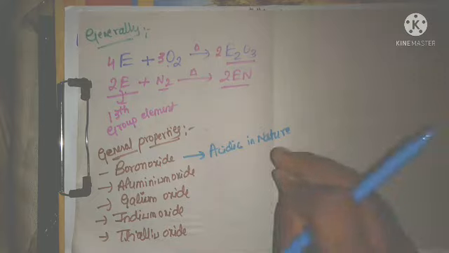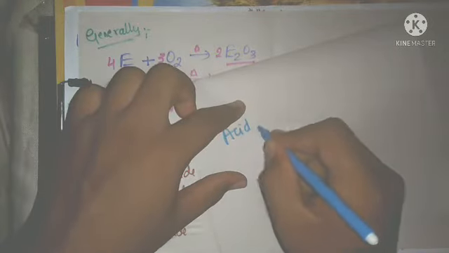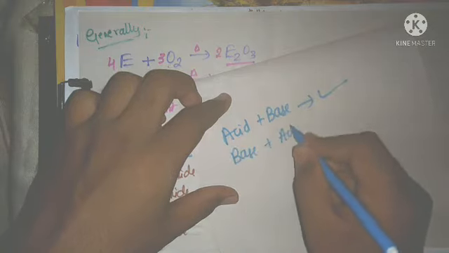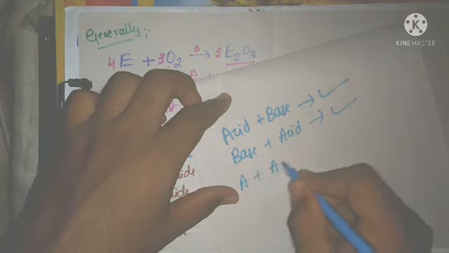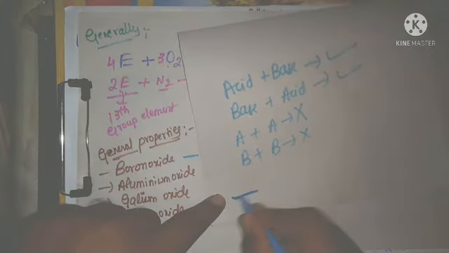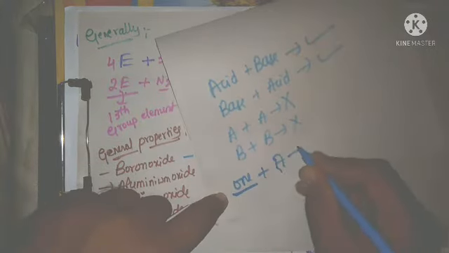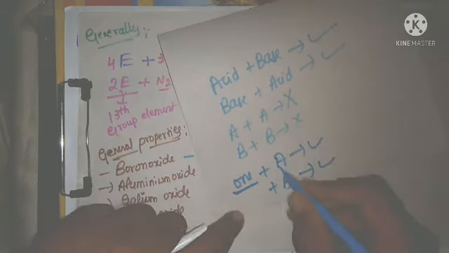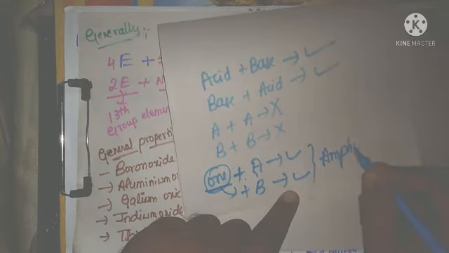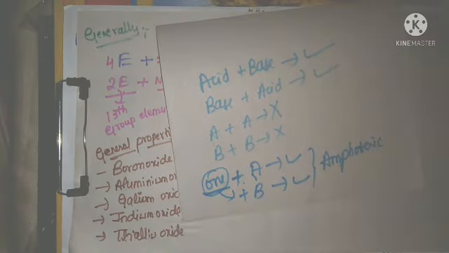The one which reacts with acid as well as base is called what? Amphoteric nature. For this one I will take rough paper. Now check. Acid reacts with base, the reaction is possible. And base can react with acid, the reaction is possible. Acid with acid, no reaction. Base with base, no reaction. The one which reacts with both acid as well as base is called amphoteric nature. What is meant by amphoteric nature? The one which acts as acid as well as base, that is, the one which can react with the acid and also with the base.